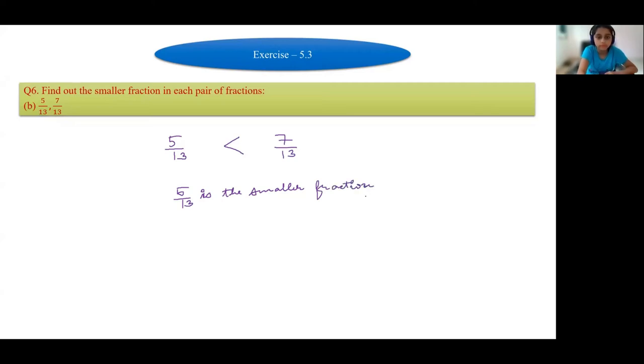Okay. Vaishnavi, you can get the extra CW from your class teacher. Okay.